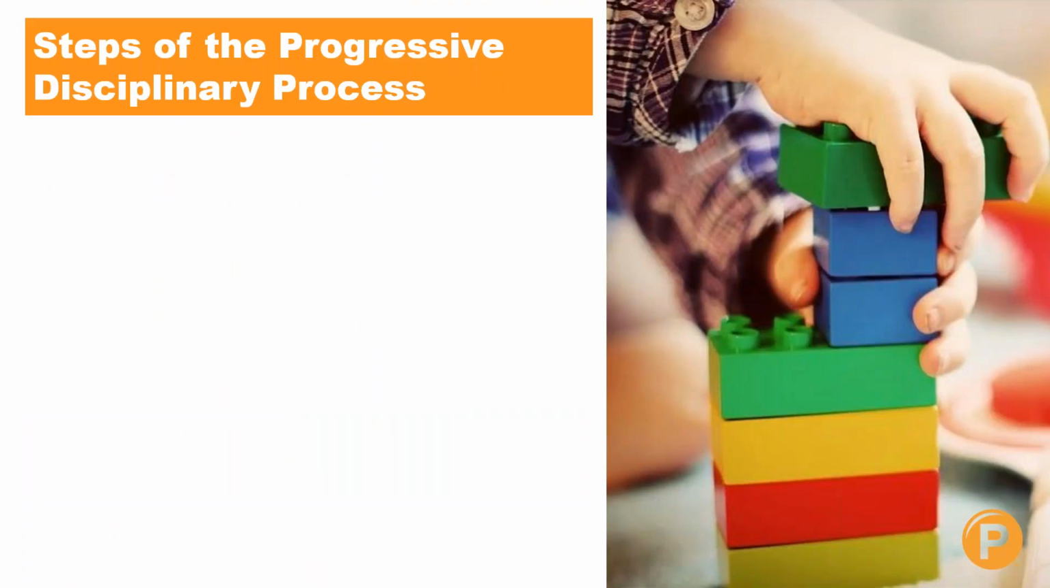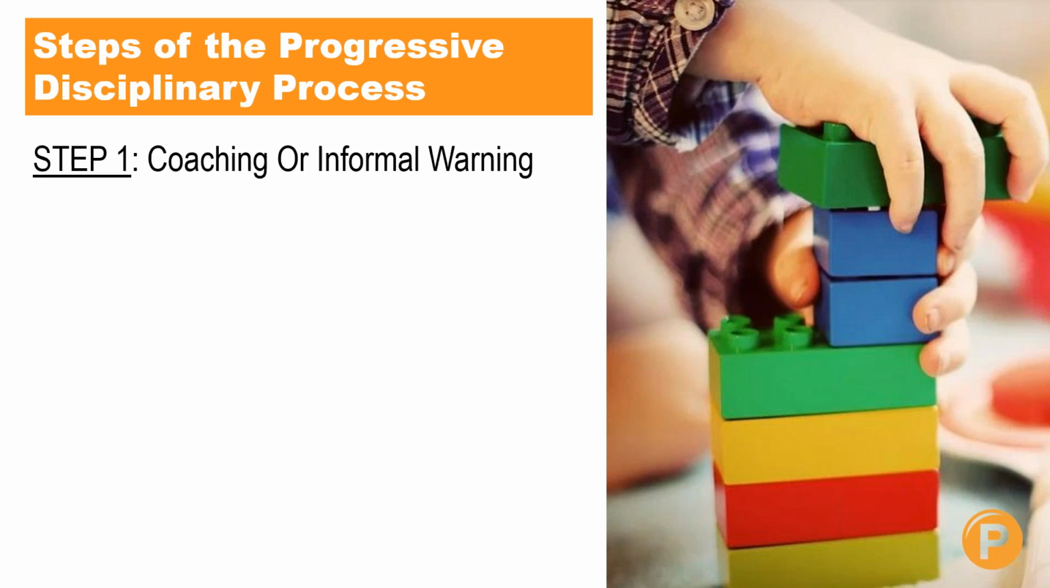So for those of you that are not familiar, we're going to briefly review the steps of the progressive disciplinary process. So step one tends to be a coaching or an informal warning. And we talked about these briefly on the last slide, but you almost always want to start with a conversation to really just find out what's going on with this employee.